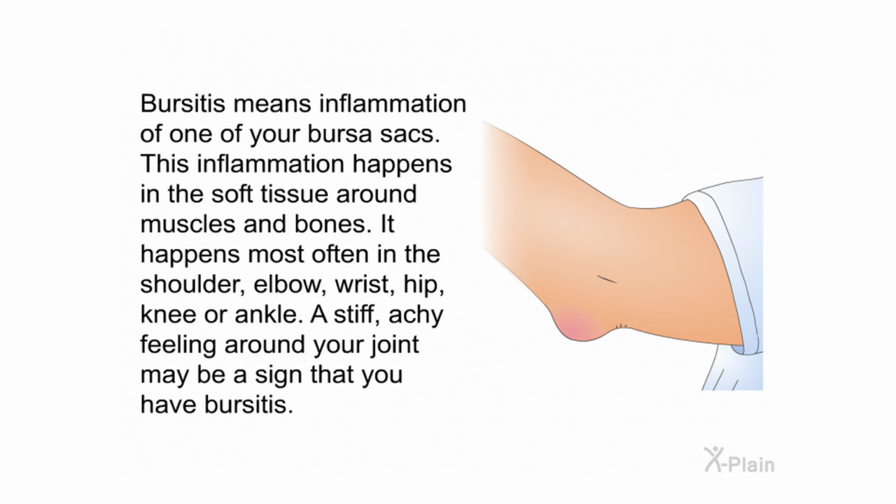Bursitis means inflammation of one of your bursa sacs. This inflammation happens in the soft tissue around muscles and bones. It happens most often in the shoulder, elbow, wrist, hip, knee, or ankle. A stiff, achy feeling around your joint may be a sign that you have bursitis.